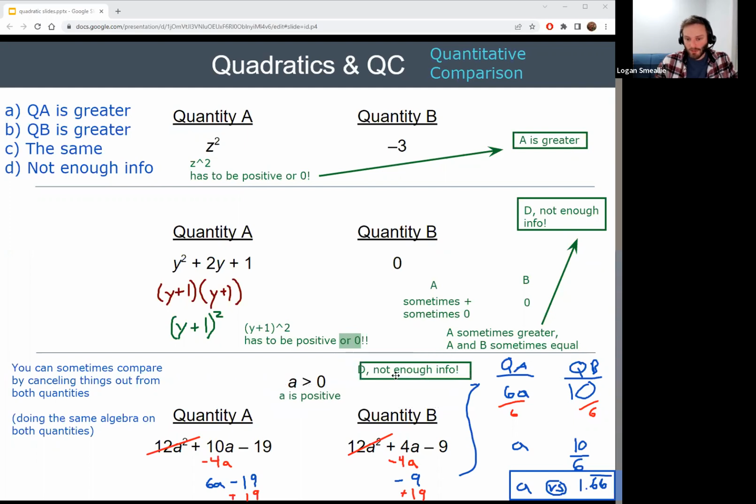And so I'm going to have some options for A that are on either side of this 1.66. Sometimes A will be larger than this. Sometimes A will be less than this. And that's why we picked D for this question.